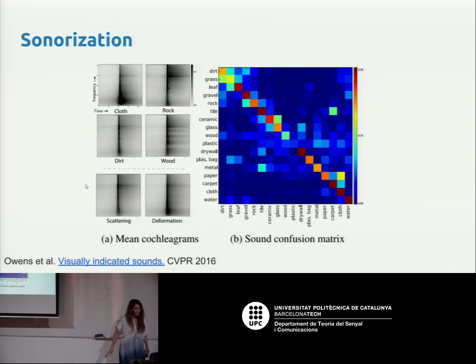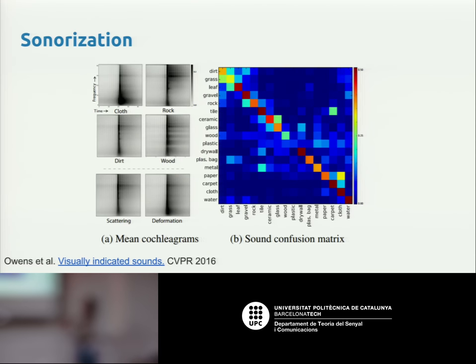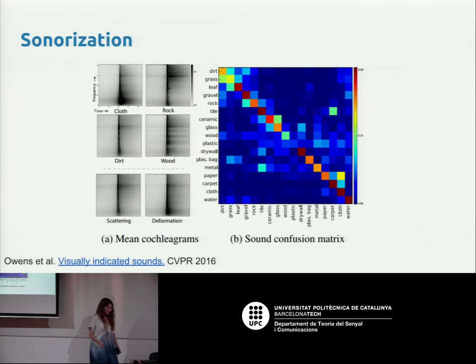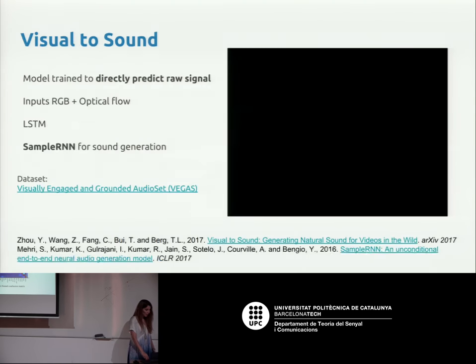And then also, the features that the visual model learned are very good to predict the material of the thing. So they also did an experiment placing on top of the learned features a classifier to classify among different materials. And they show that the features are really good for that.